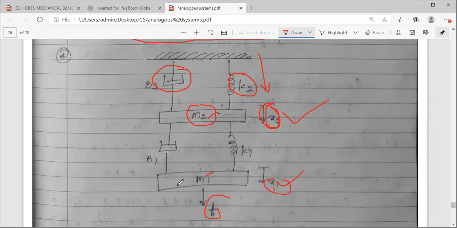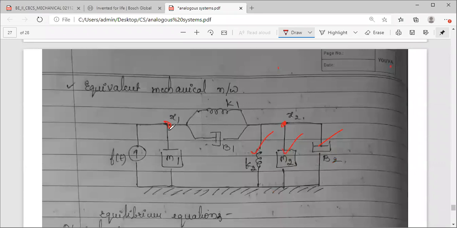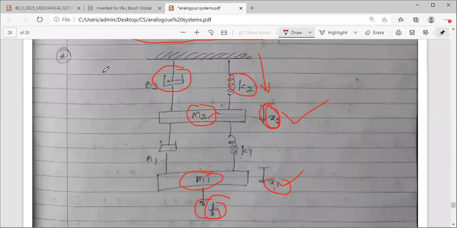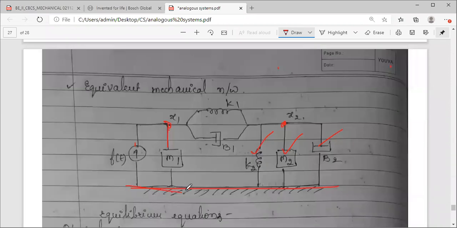Now coming to the first node, X1. How many elements are associated with it? There is a mass, there is an applied force. That's it, only 2, because B1 and K1 are shared. So only 2 things I have to connect with X1: M1 and the force. This is your reference line. About the force direction, if you analyze, this is your reference, and the force is applied away from it. So the upward direction you have to show.